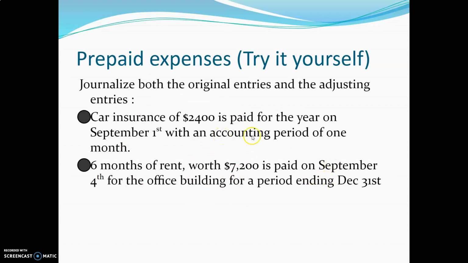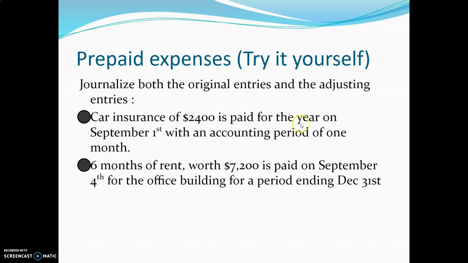Having now had a chance to pause the video, our job in this one is to journalize both the original entries and the adjusting entries. So we've got car insurance, $2,400, paid for the year on September 1st with an accounting period of 1 month. This 1 month is telling us that we're going to have to adjust for this amount. The car insurance is paid at the beginning, September 1st, and we're going to have an adjusting entry at the end of September. 6 months rent worth $7,200 is paid September 4th for the office building for a period ending December 31st. Let's just start with this first one.